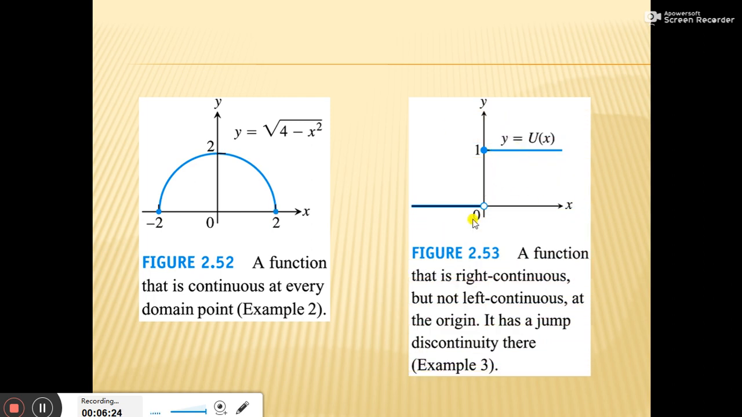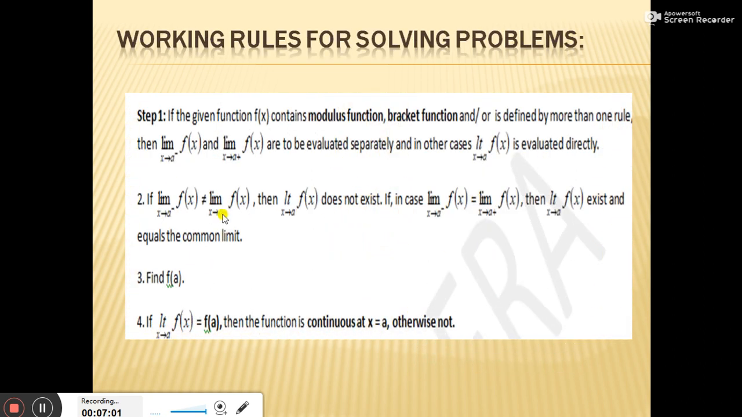And now look at x equal to 0. When x is less than 0, the curve is like this, it lies on the x-axis, and when x is greater than 0, the curve is like this. Therefore it is right continuous because the right-hand limit is equal to the value of the function, and in this case the left-hand limit is not equal to the value of the function, therefore it is not continuous at the origin. That is a jump discontinuity.